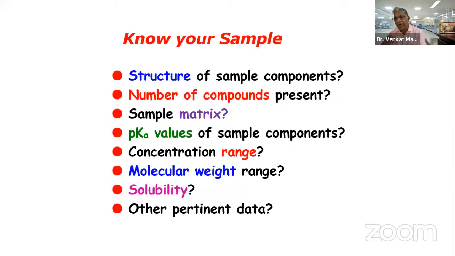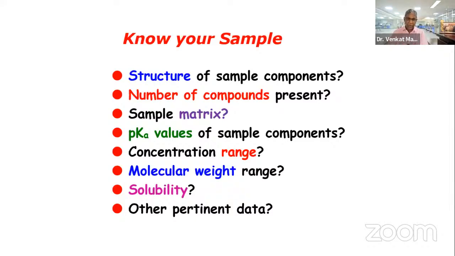If you know about your sample very well, if you pick up all this information, just now I have listed a partial list, 90% of your problem is solved. 90% solved. Very simple. The rest of the things: choose the right column, choose the right mobile phase, do the separation. Now our first part is how to choose the right column.